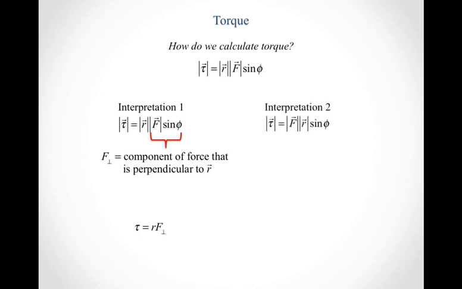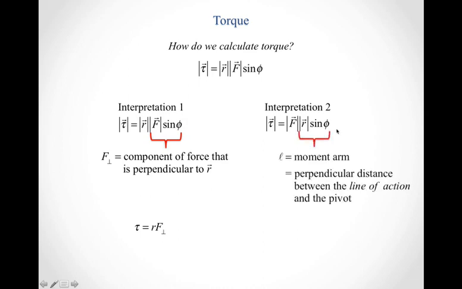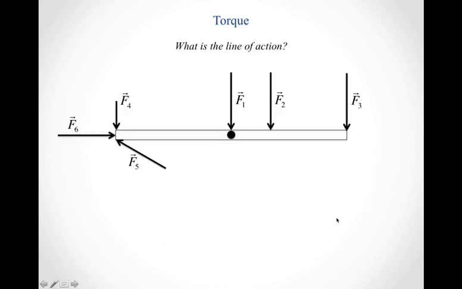Well, the second way that I can interpret this equation is basically if I flip this around, and so now I've got the r next to the sine phi, and when I put those two together, that defines what's known as the moment arm or lever arm for a torque. So the moment arm is defined to be the perpendicular distance between the line of action and the pivot. And so I can then calculate the magnitude of the torque using this interpretation as it's the full force times this moment arm. And so that begs the question, well, if I want to think about the moment arm, what is the line of action?